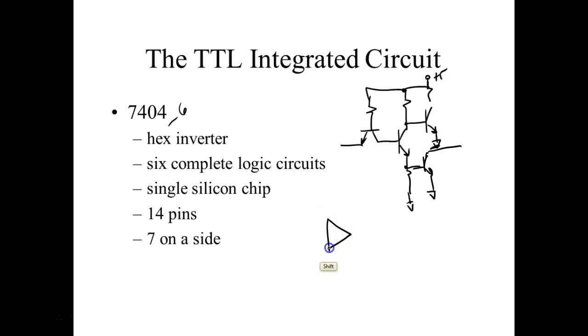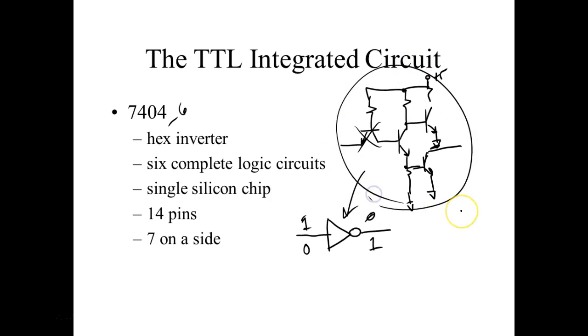This is the symbol for an inverter. This represents that circuit. This says if I put a 1 in, I'm going to get a 0 out. If I put a 0 in, I'm supposed to get a 1 out. I don't care what the circuit is because I can't go in there and replace this. If this transistor goes bad, I have to replace the what? The whole thing. I have to replace all 6 of them. I can't replace one of them because they're all inside one package. So when you hold that thing in your hand, you've got 6 of these.